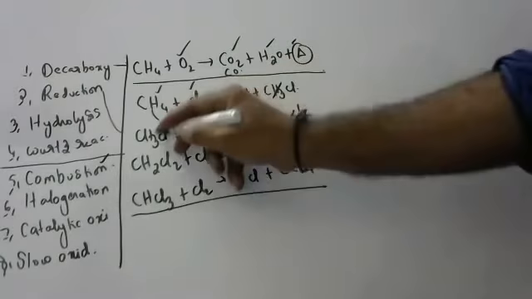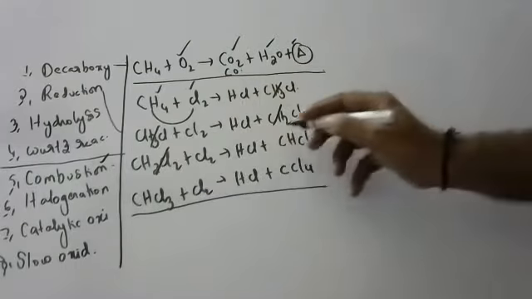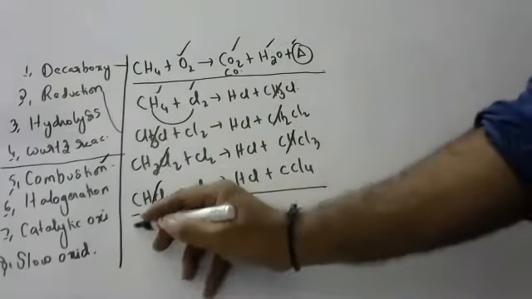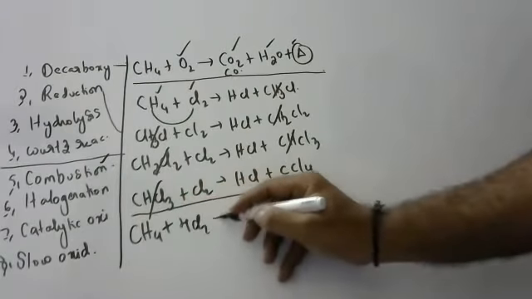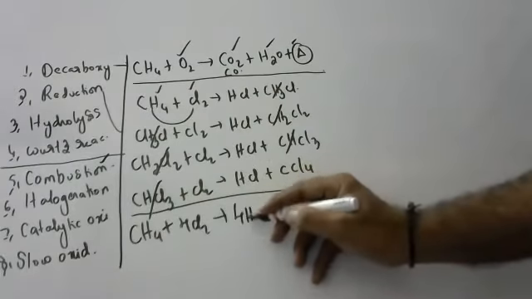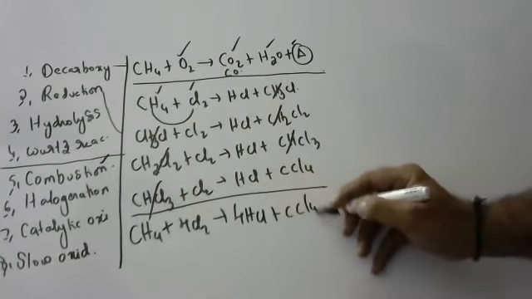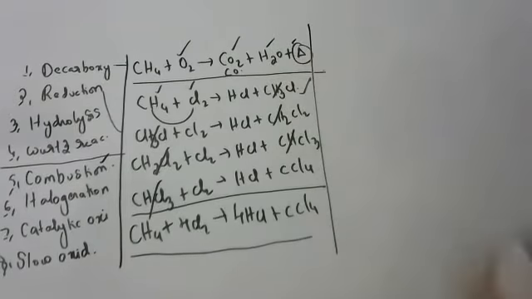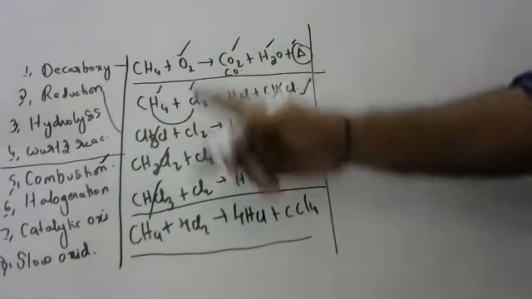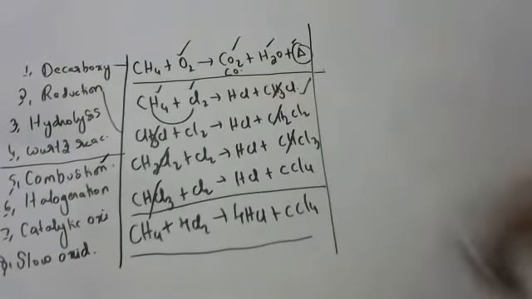Now this is gone, this is gone, this is gone. CH4 plus 4 chlorine molecules gives 4 HCl plus CCl4, carbon tetrachloride. Normally in books they will give only this. All these reactions together make a complete reaction. Those who didn't understand this, I will explain one more compound. After that you do it.